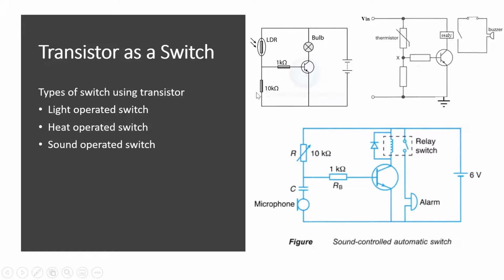Now if there is no light, if the LDR was here, what happens? It will offer very high resistance. Current will not flow through this loop. The current will flow through this loop. So just by switching the LDR and the high resistance, you can change the operation of the switch. Is this clear to you?